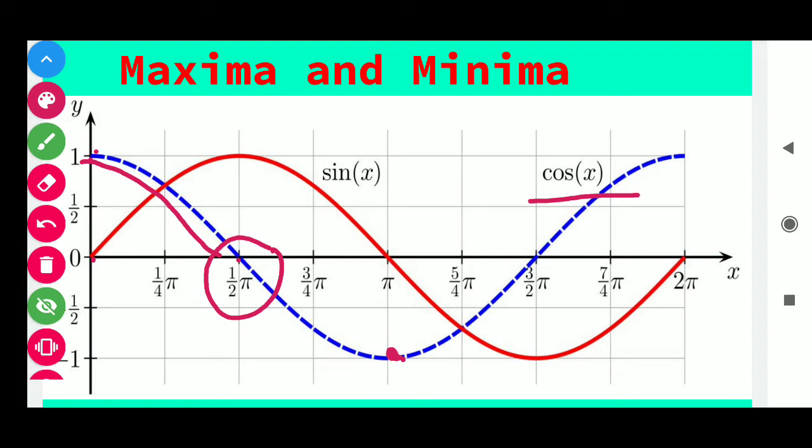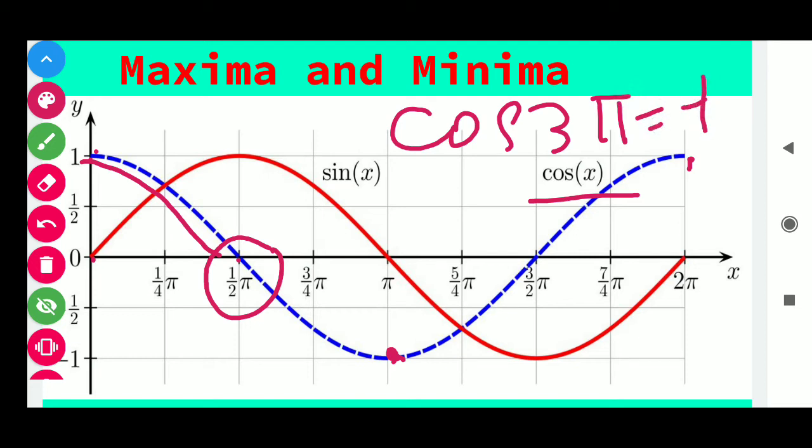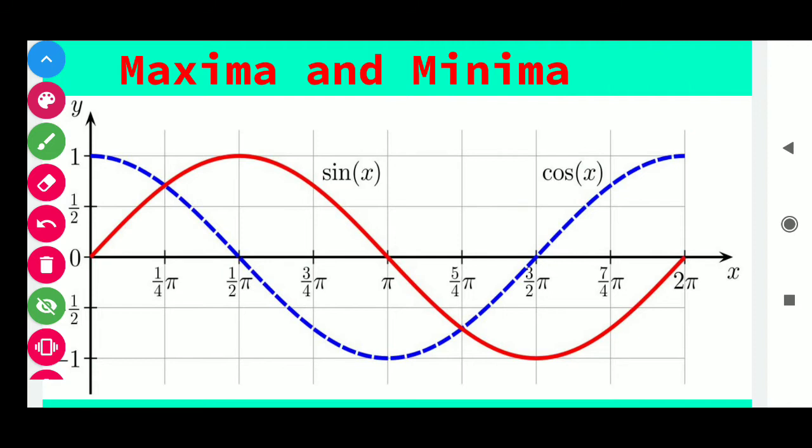So students, in this way you can see that cos pi is -1, cos 2 pi is +1. Similarly, cos 3 pi is -1 and cos 4 pi is 1. So students, here we get the general result. If n is odd, then we get the answer -1. If n is even, then we get the answer +1.